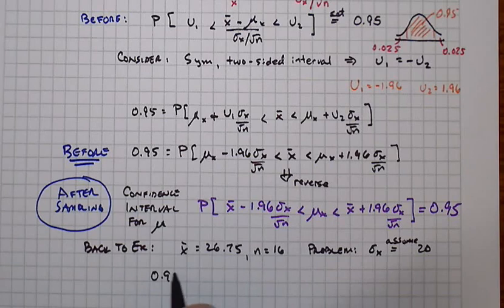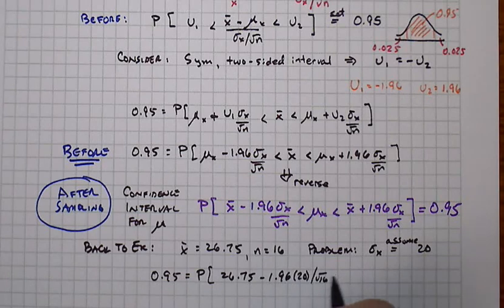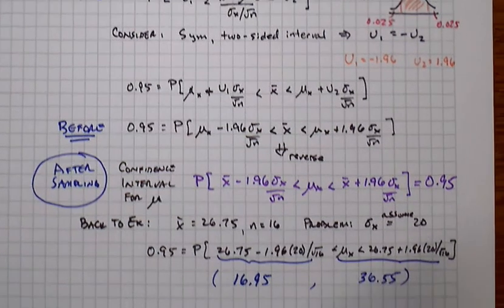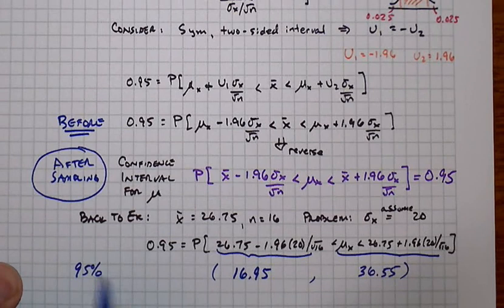And so now in this case, when we substitute in these numbers, n equal to 16, our 0.95 equal to p of 26.75 minus 1.96 times 20 over the square root of 16, right, less than mu x less than 26.75 plus 1.96 times 20 over square root of 16. And we'll get here 16.95, and over here we'll get 36.55 as our confidence interval for the true mean.